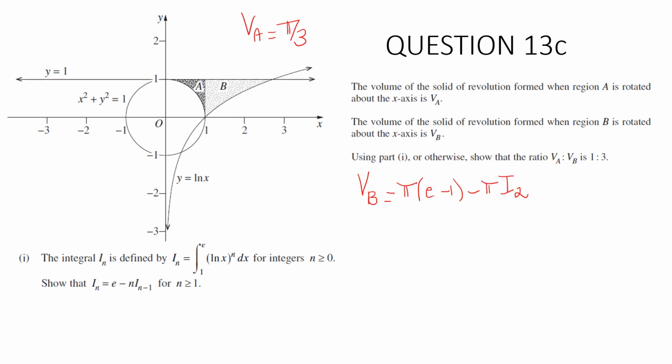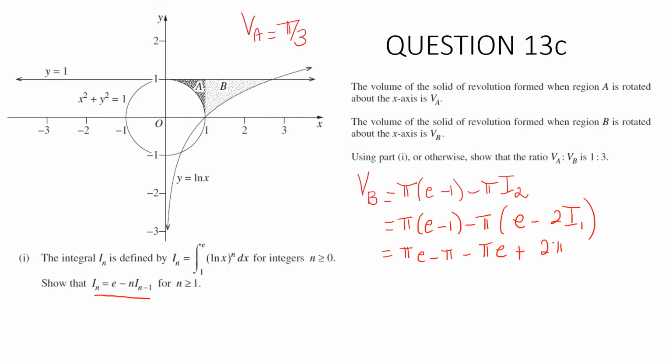Alright, where do we go from here? We're going to use our formula, take away pi. Have a look down here. So I2 is going to be equal to πE − 2I1, which equals πE − πE + 2πI1. I1 is equal to E − 1 times I0. Okay, cancel. We have got negative π + 2πE − 2πI0.